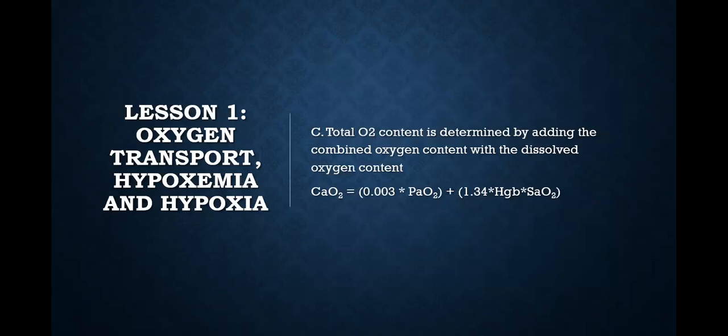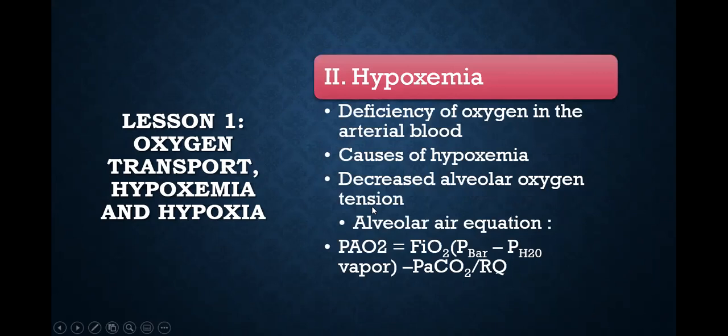Now, total O2 content is when you add those two formulas together. Notice, this is the dissolved, this is the combined with hemoglobin. That gives us the total O2 content, which is CaO2. This answer is also in volumes percent.